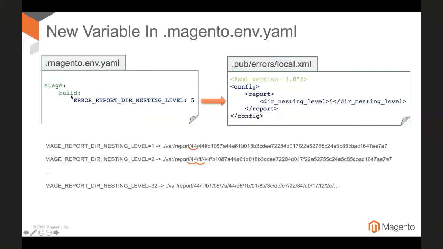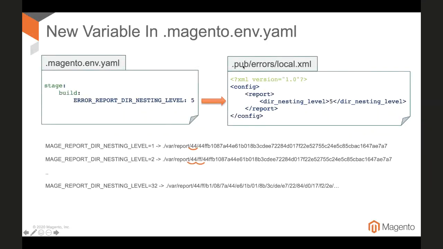So it's a default value for this variable. How does it work? We just set this value to the pub errors local XML file, and by default the value is 1 for the dir nesting level. If you set another number, we read this number and write this number in this file.